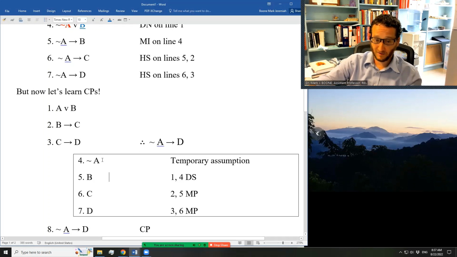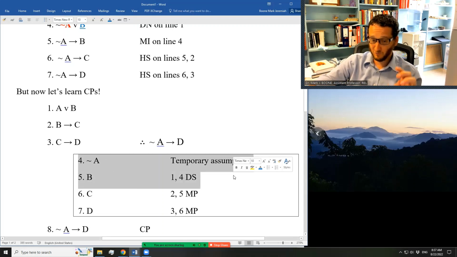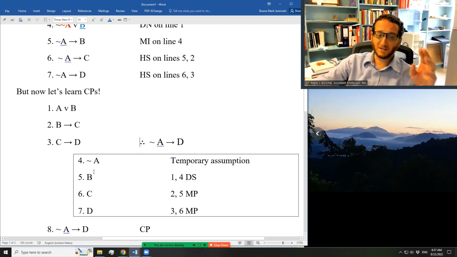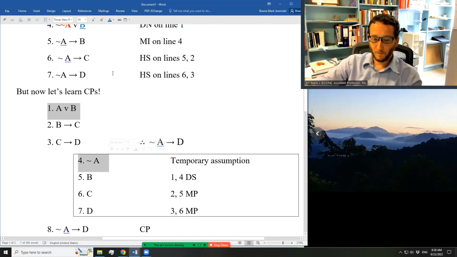B follows from tilde A. Now, we don't know that tilde A is true. We don't know that B is true. So far, all we know is that tilde A, if tilde A then B, follows. Now, that's not what we really want, although we could actually close out our assumption there. Maybe I'll illustrate that in a moment, but let's do it this way. By disjunctive syllogism on lines 1 and 4, we get B.